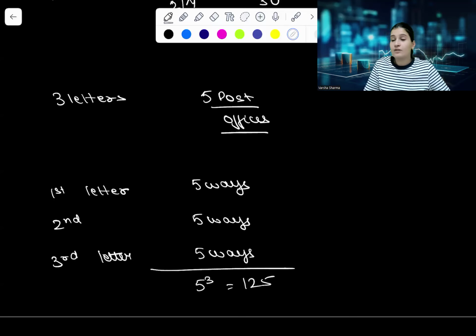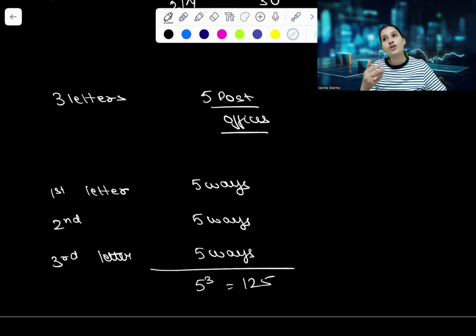Now there is a small twist to it. In how many ways can you post 3 letters in 5 post offices so that all the letters are not in the same office? I've added an extra condition. All the letters should not be in the same office. What I don't want is all the 3 to be together. I don't have a problem with 2 together. I don't have a problem with all of them being different. I have a problem with all the 3 together.